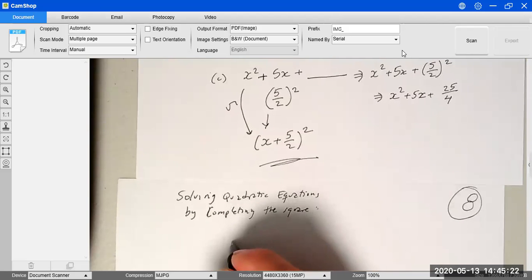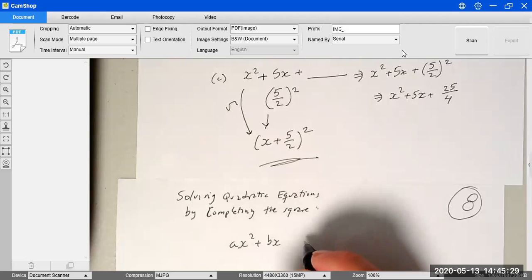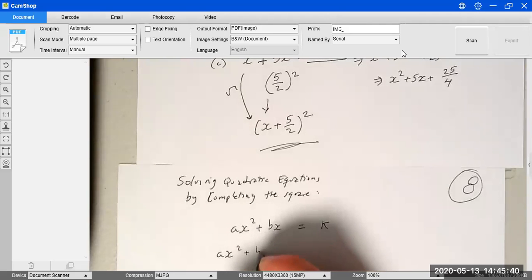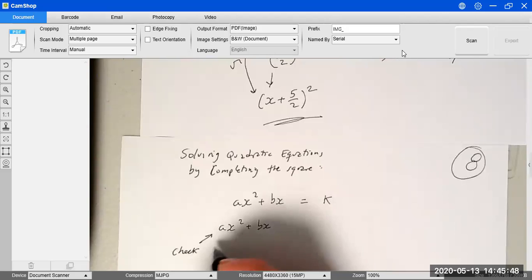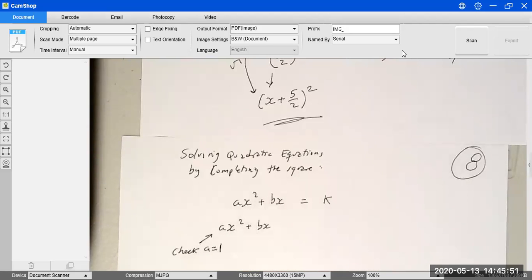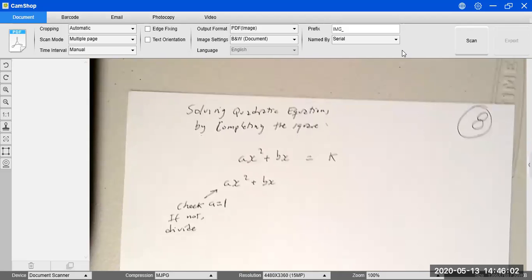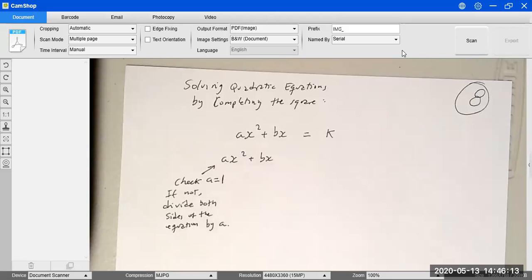So you're going to have something like ax squared plus bx, and then we're going to have another quantity, let's say it's going to be k. Then to complete the square, we're going to do many things. The first one, we need to be sure that the leading coefficient a is 1. If not, divide both sides of the equation by a, by that leading coefficient.